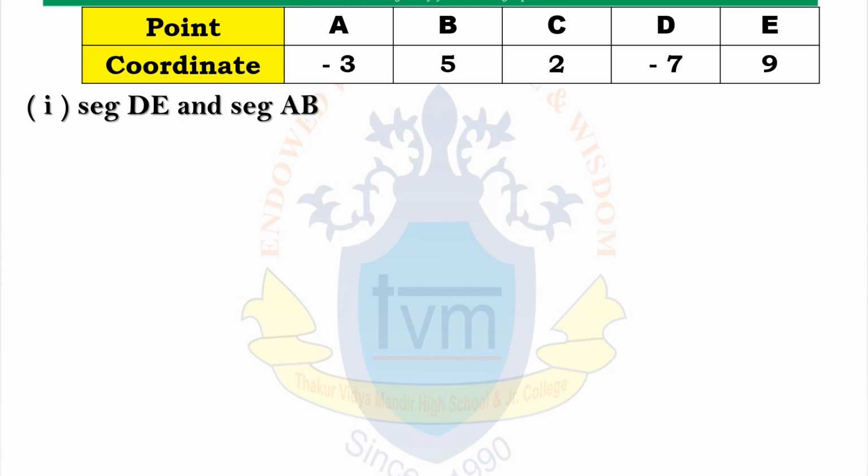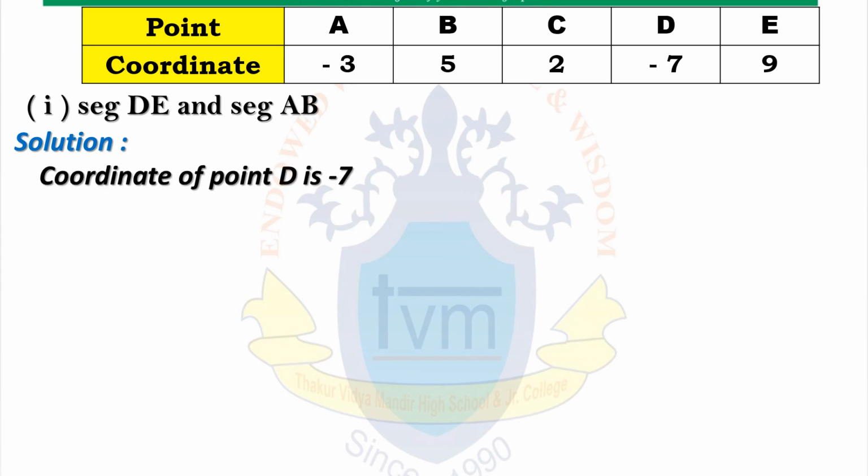So to check whether they are congruent or not, we will find the length of segment DE and the length of segment AB. If the lengths of both the segments are equal, then they are congruent, otherwise they are not congruent. So first we'll find the length of segment DE. Here the coordinate of point D is minus 7. You can see in this table the coordinate of D is minus 7. The coordinate of E is 9. Look at this table, the coordinate of E is 9.